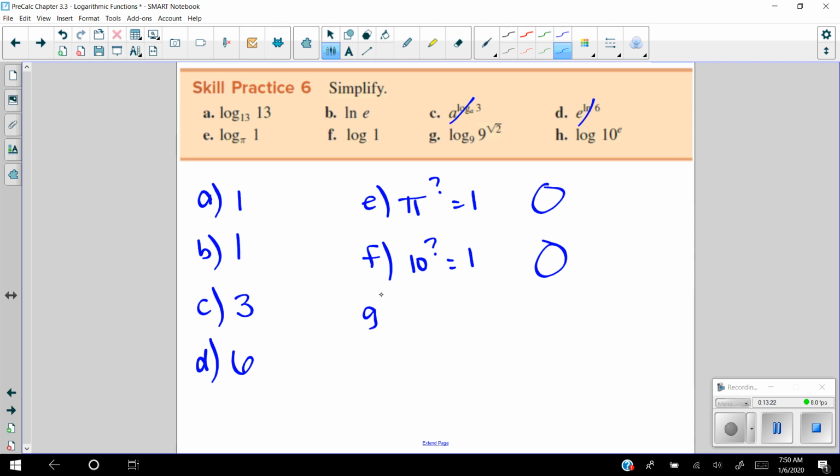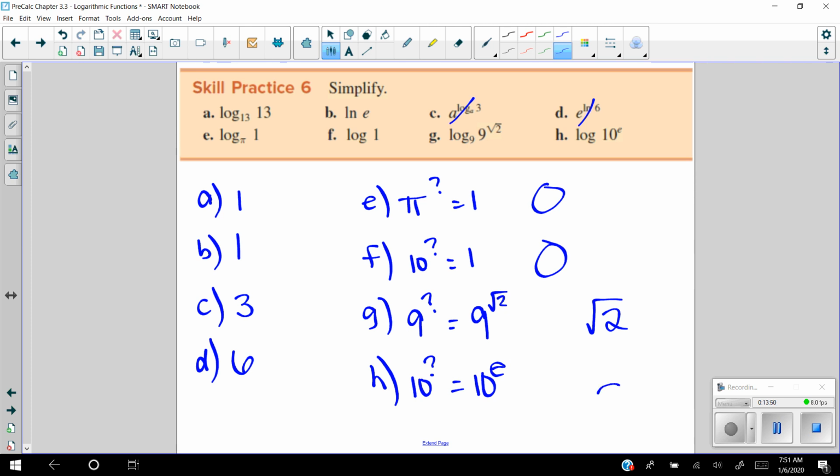Here we have in G log base 9 of 9 to the power of root 2. Well, that's 9 to what power is 9 to the root 2 power? The root 2. In H, log base 10 of 10 to the e. That's another common log since we don't see the base written. So that's saying 10 to what power is 10 to the e power? Must be e. Okay.